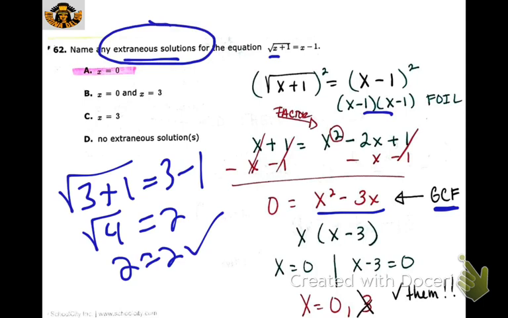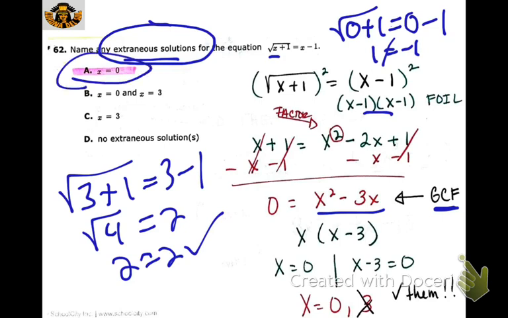So when we plug in a 0, okay, plug in a 0, then it would be 0 plus 1 equals 0 minus 1. That would be square root of 1, which is 1 equals negative 1. Does not work. So yeah, make sure you pay attention to what you're looking for. Are you looking for the solution, or are you looking for the extraneous solution?